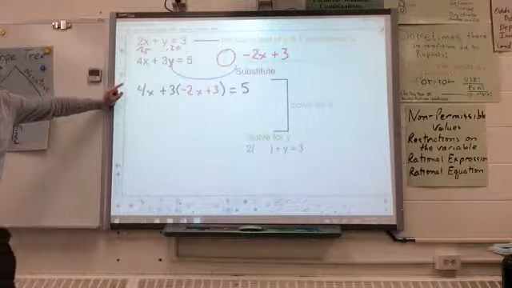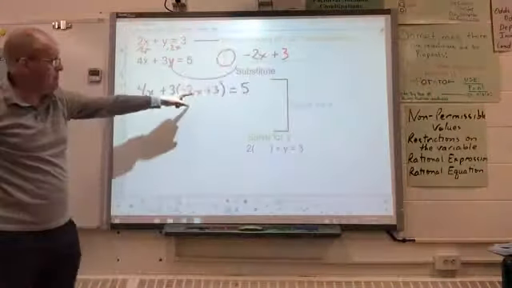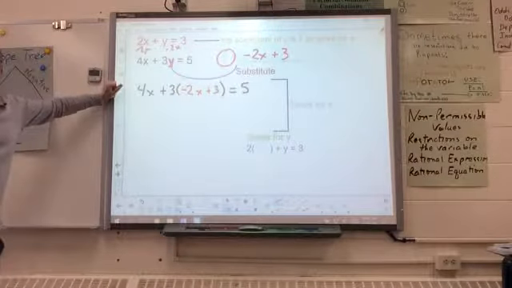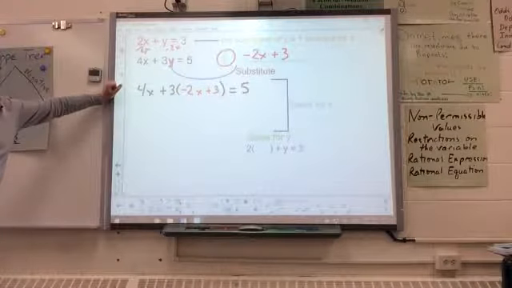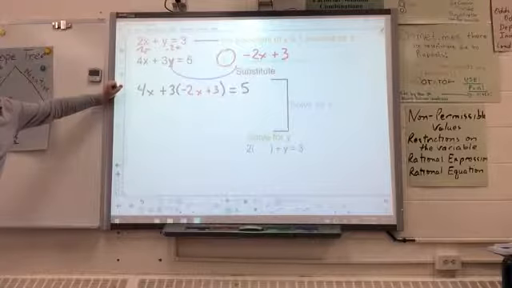Now, this is substitution. This y value we replace with minus 2x plus 3. Getting to this point is a little difficult, but once you get here, what have you got? One equation with one unknown. Can you guys solve this for me? Solve it on your slates. What would your next step be?